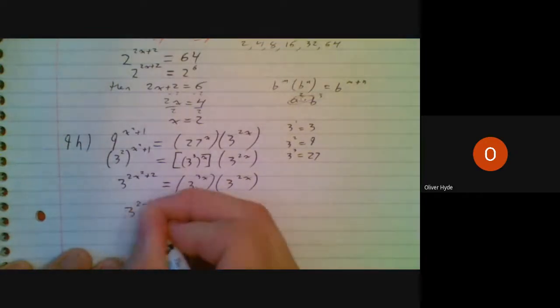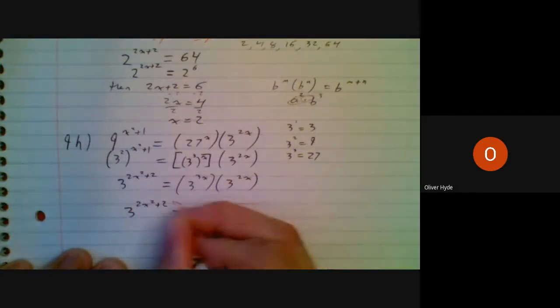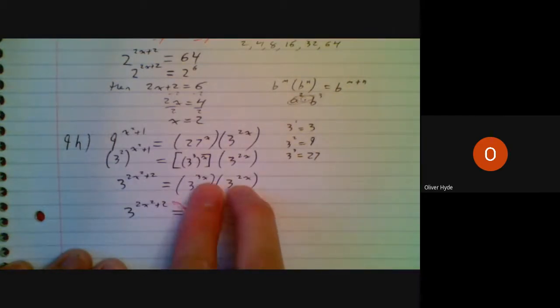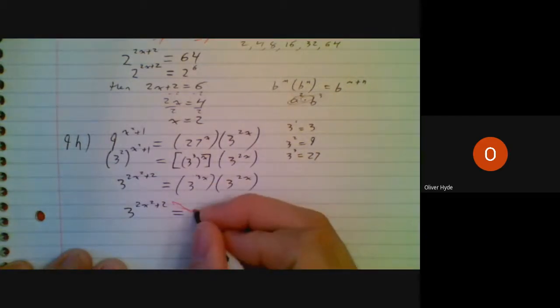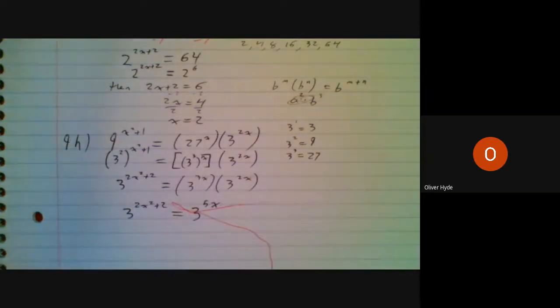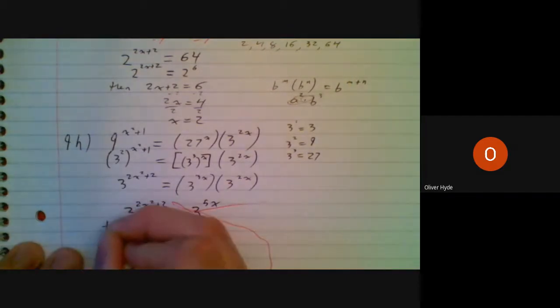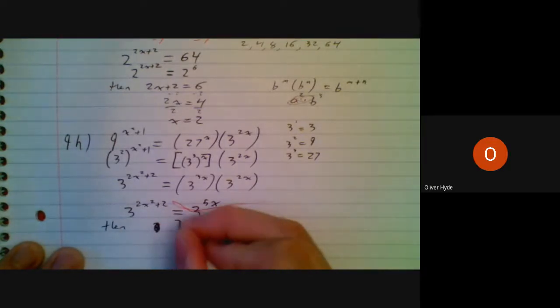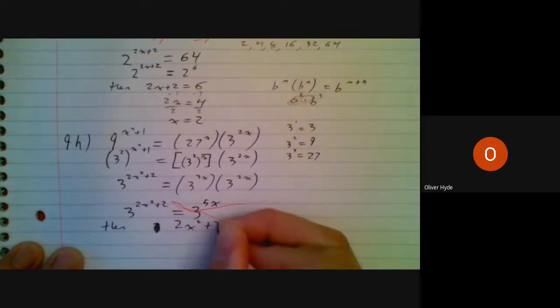3 to the exponent 2x squared plus 2 equals, on the right-hand side, I have 2 powers now with the same base that are being multiplied. And to simplify the product of 2 powers with the same base, I can keep my base and add my exponents. All right. Now that I have both sides written as a single power of a common base, I am going to equate my exponents.